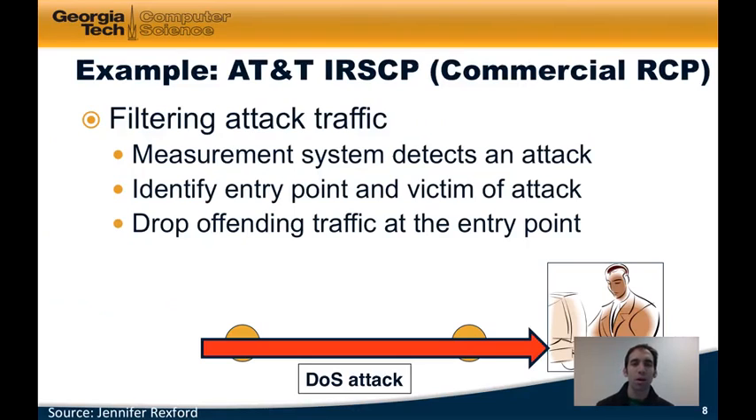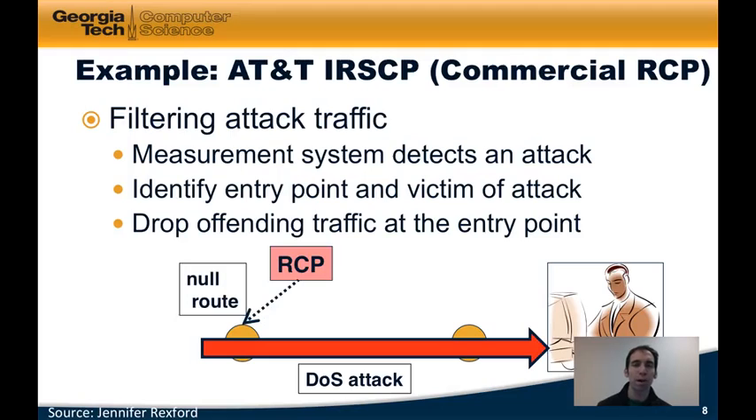As another example, suppose that an attacker is sending denial of service attack traffic to a victim. In this case, it can sometimes be difficult to squelch that traffic near the source. One approach that AT&T has taken is to separate the data plane, or the routers that forward that traffic, from the control plane that makes decisions about what to do with particular traffic flows. In particular, they've deployed something called the IRSCP, which is a commercial version of the RCP, which we've talked about, which will insert a null route into a router for particular flows or destinations that are receiving attack traffic.